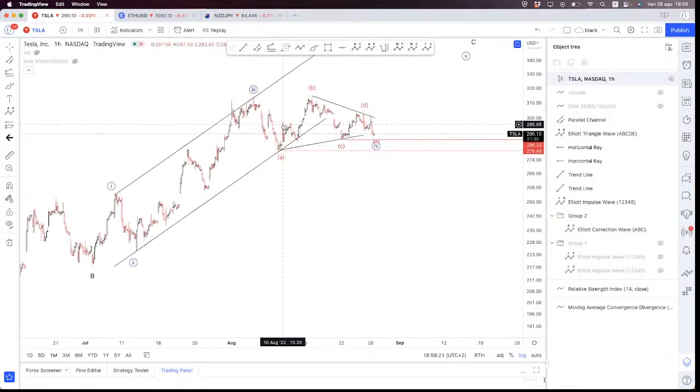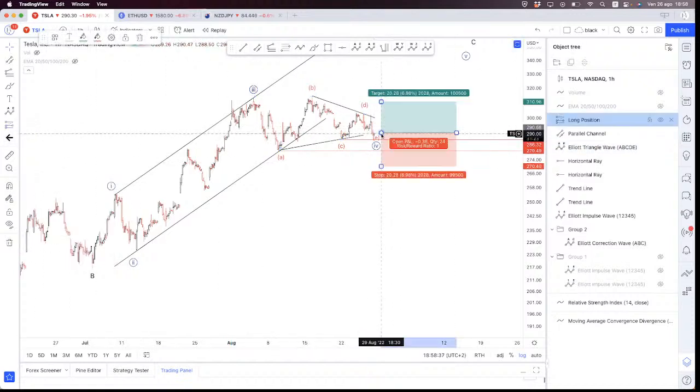Yeah, or I wonder if it is a triangle in wave 4. I guess you might. How much?